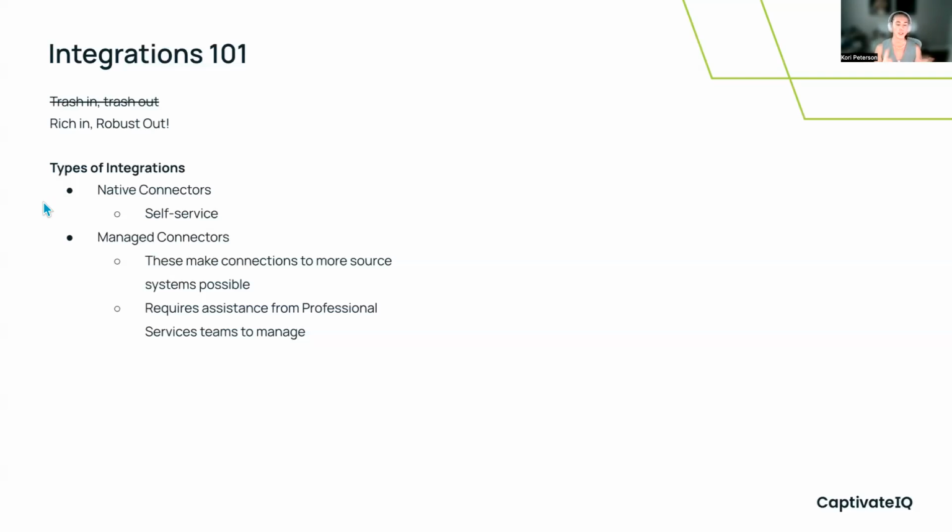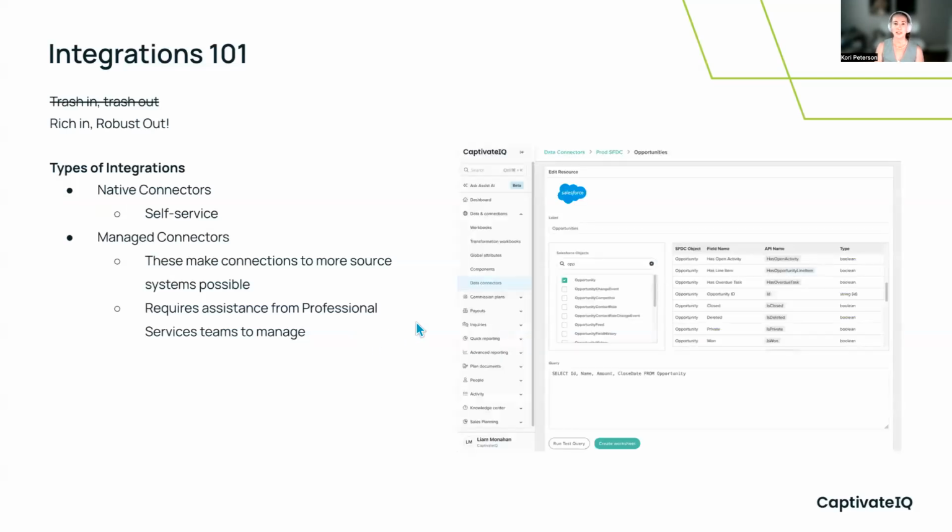We currently have two types of data connectors with Captivate IQ. We have what we call native connectors, and these are pretty self-service, so they can be set up by you, owned and modified completely by yourself without ever needing to go through us to make any updates. So just an idea of what this looks like.